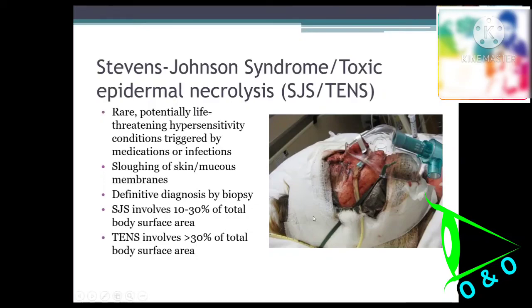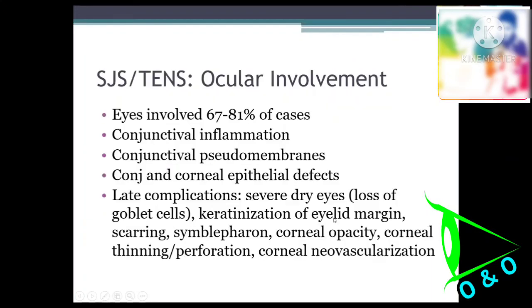And patients look like this. I mean, this is a patient with literally no skin. There's no epithelial layer to this patient's skin. That's why it's red. It's not just red because of blood coming from somewhere else. This is red because you're looking at dermis. So very severe. Eyes are involved in the majority of cases.